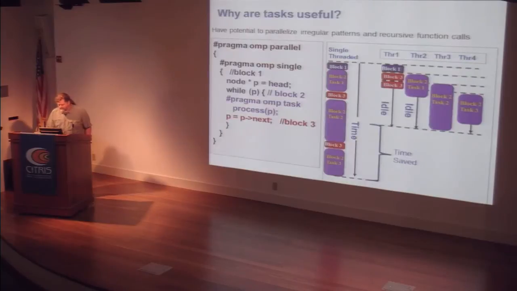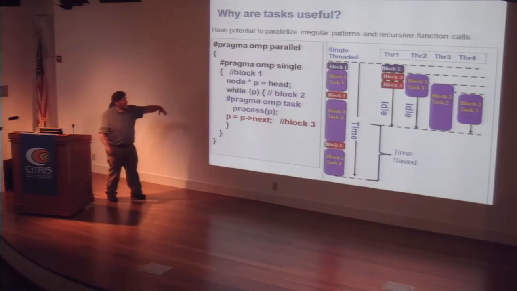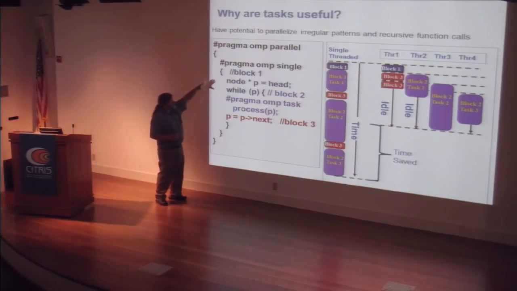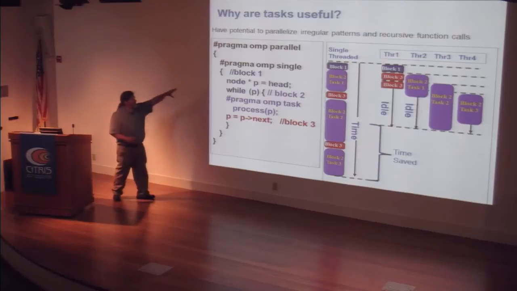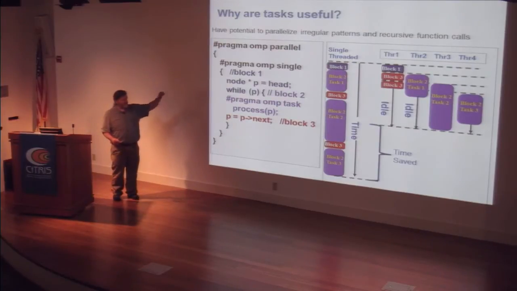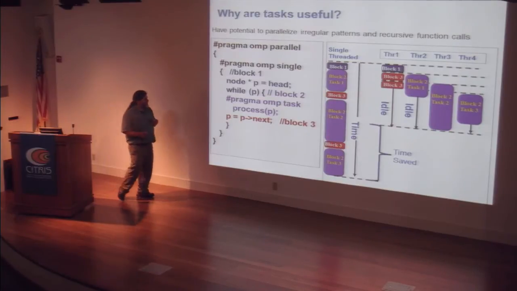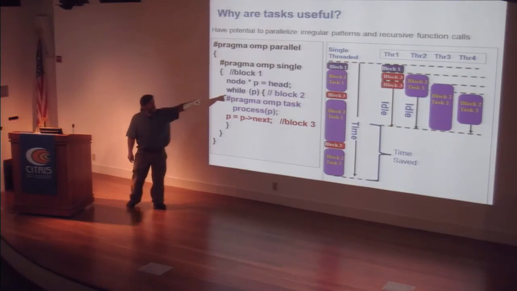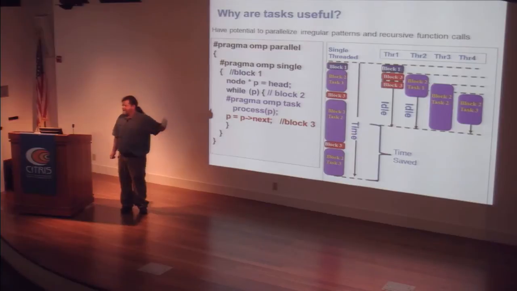Now, the way this executes is, this is the same code, but now it's color-coded, and it could be color-coded a little bit better. But as you can see, one thread is going to do block one, which is grab the head of the list and manage the while loop. All right? Then it's going to create task one, task two, and task three, which is one block of code in purple, another block of code in purple, another block of code in purple. And then you have the red block, which is the increment of the pointer. So one thread is going to do block one, which is the while loop, and the red, which is the increment of the pointer. And then those purple tasks are going to go on the queue.